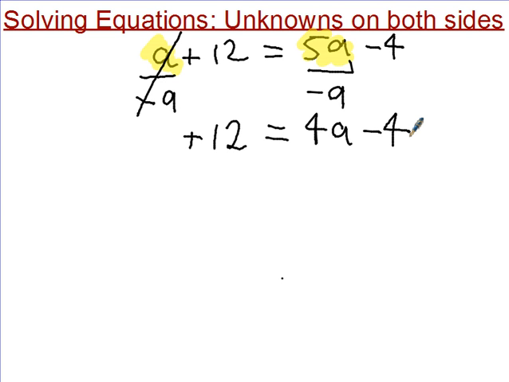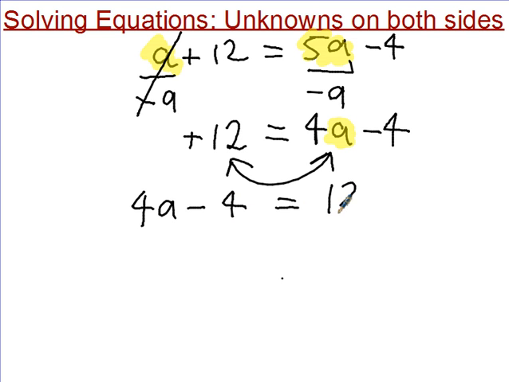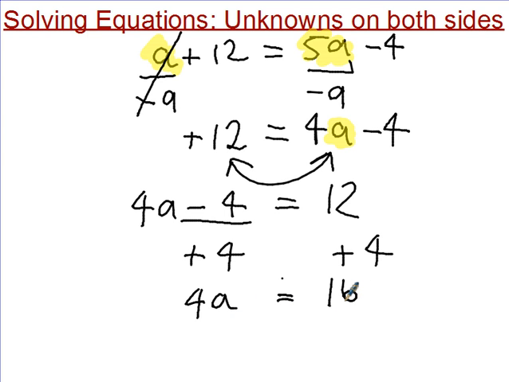Now I have an equation with an unknown on one side, so I've just got a's here. Now I can rewrite this equation and flip these two sides over to make it look more similar to the ones I'm used to solving. So all I'm doing is putting the 12 on this side and the 4a subtract 4 on the other side. Now I know that I need to add 4 to both sides, and that will eliminate my negative 4 here. So I'm going to have 4a is equal to 16.